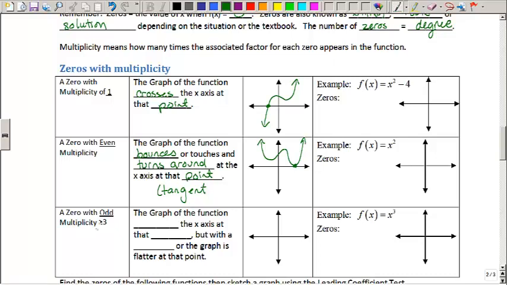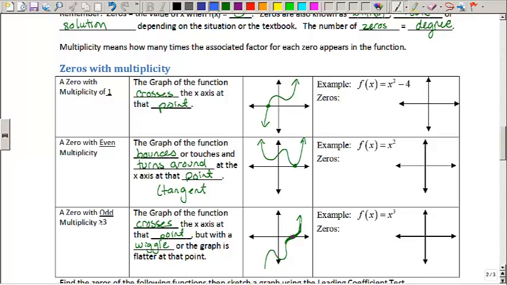A 0 with odd multiplicity greater than or equal to 3, so odd multiplicity like multiplicity of 3, multiplicity of 5, not multiplicity of 1 because we've already talked about that case. In this case, the graph of the function also crosses the x-axis at that point, but with a wiggle. Or another way of saying that, the graph is flatter at that point. So I might have a graph that does something like this, and right there at the x-axis as it crosses, it does a little wiggle, or another way of thinking about it is that it's a little flatter right at that 0.